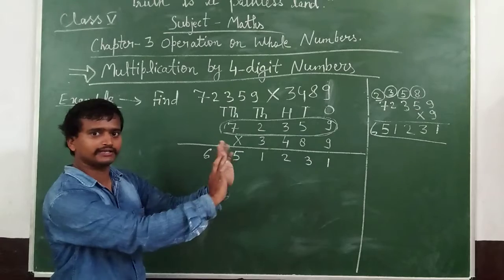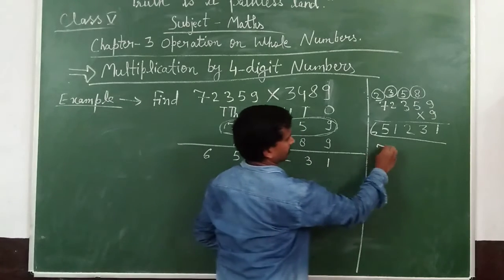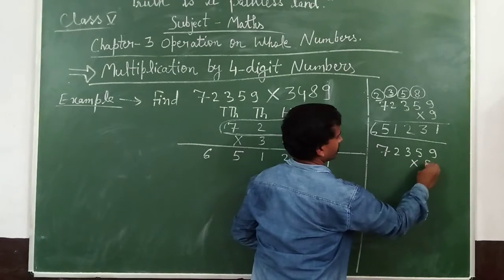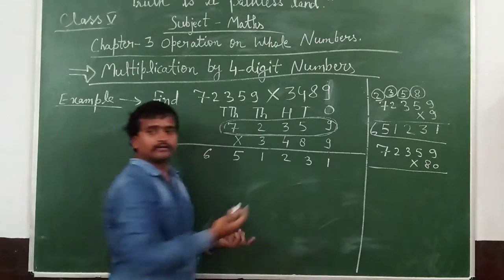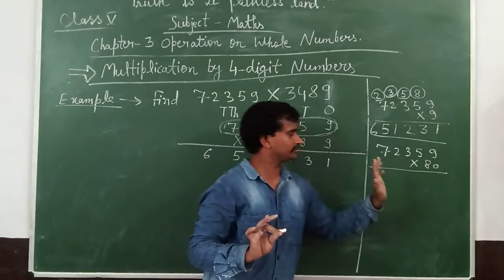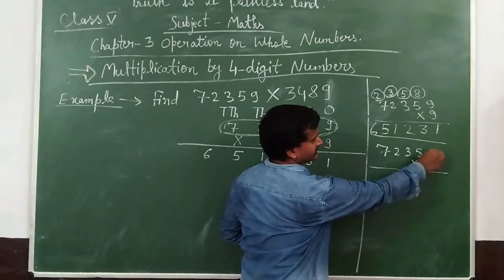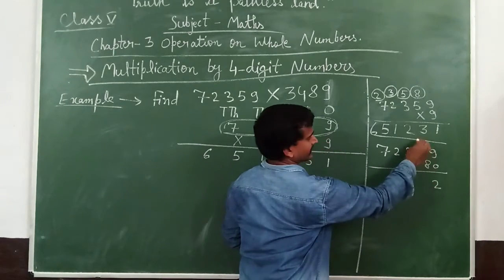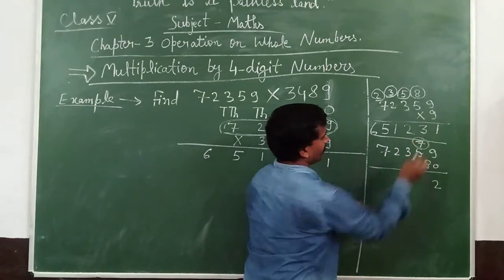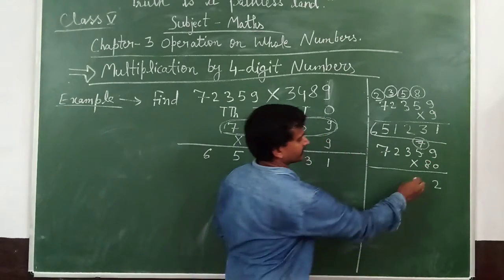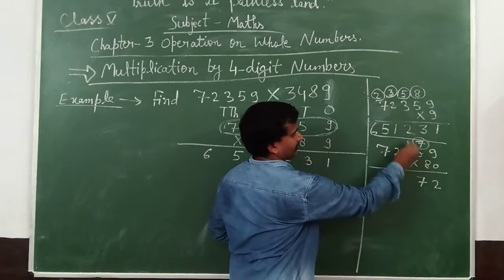We will do this one in the rough space. 72,359 multiplied by 80. Simply multiply the given number by 8 and put one 0. 8 9s are 72. Write here 2. 7 will be carry. 8 into 5, 40. 40 plus 7, 47. Write down 7.